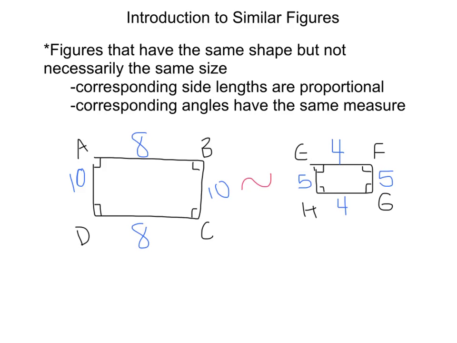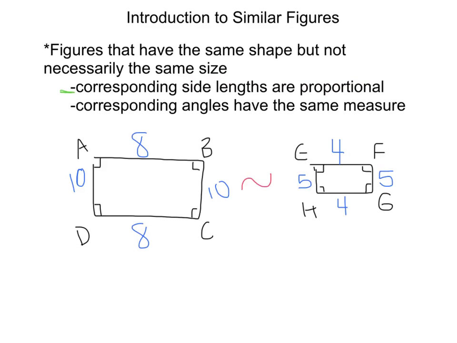Similar figures are figures that have the same shape but not necessarily the same size. And there's two things that all similar figures must have. First, they have to have corresponding side lengths that are proportional and corresponding angles that have the same measure. So let's take a look at what it means when I say corresponding side lengths are proportional.